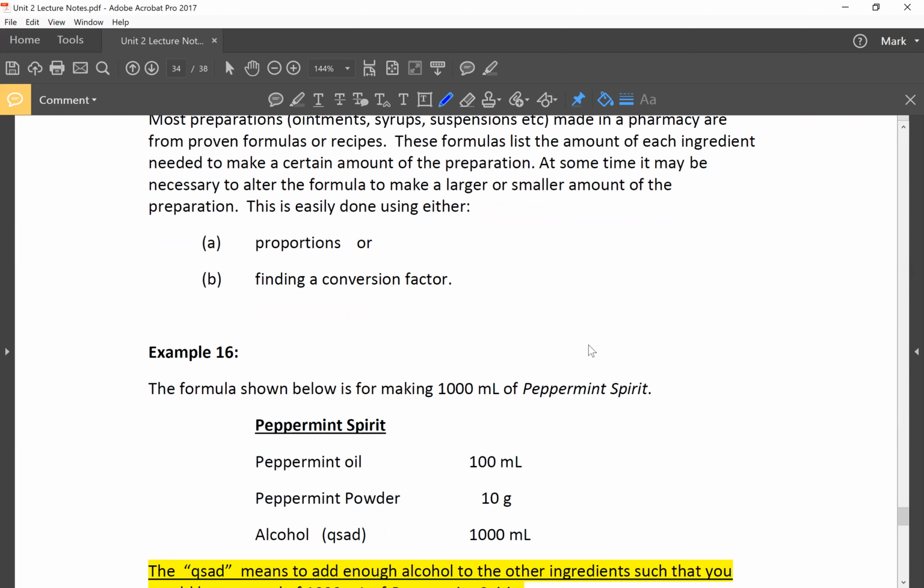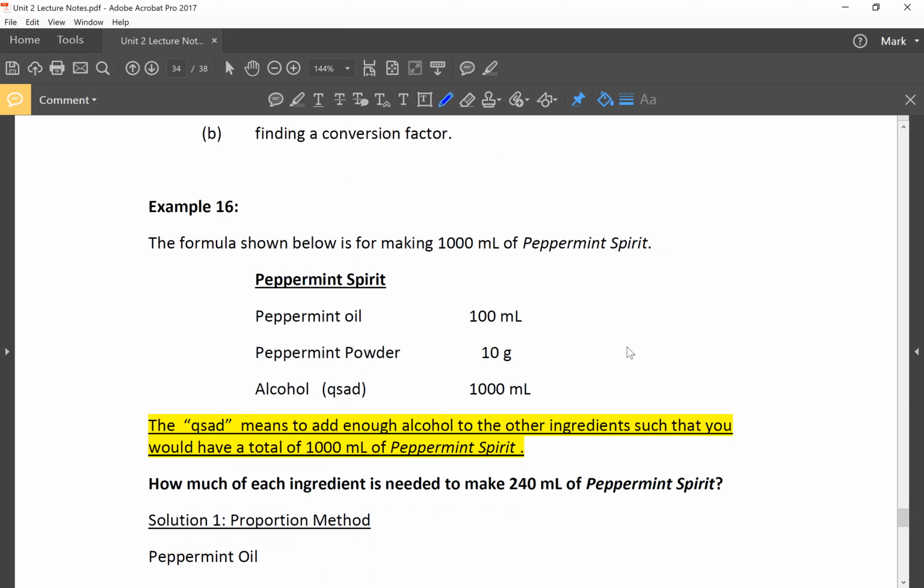So let's look at proportions, which is a fancy way of saying ratios. Example number 16. The formula shown below is for making 1,000 milliliters of peppermint spirit. I doubt people use this much anymore, but it might be something you could use for congestion or to soothe a sore throat. Peppermint spirit is probably like medicine your parents might have seen from the 1950s or something.